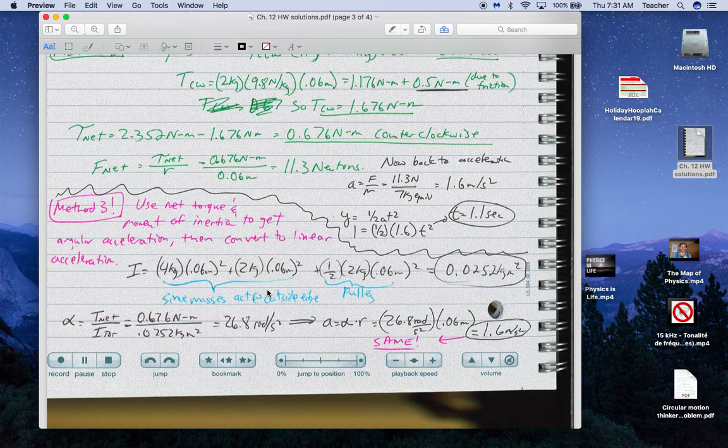The third one is not using the equivalent mass formula. The third one is using moment of inertia and then net torque to figure out the angular acceleration. With the angular acceleration, I can convert to linear acceleration and do the same thing.